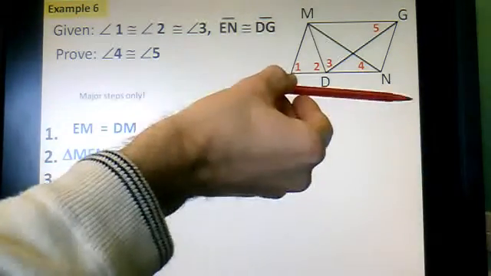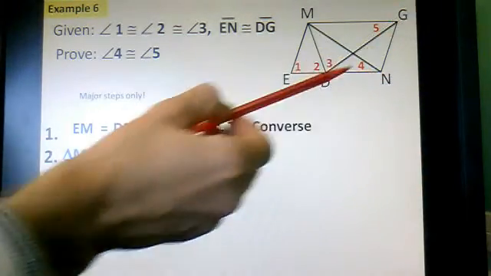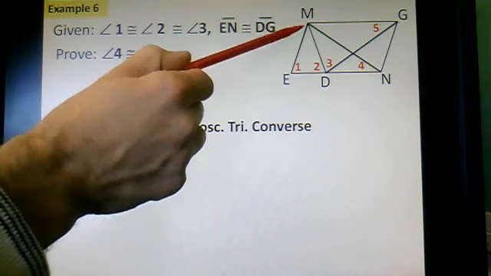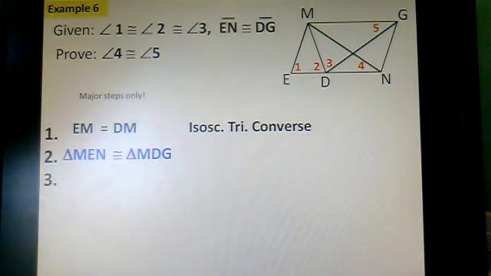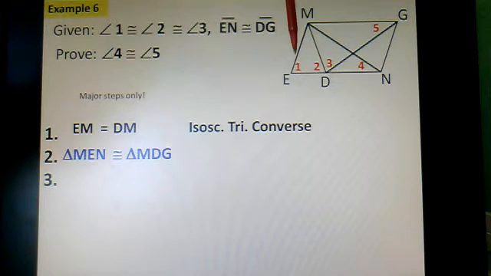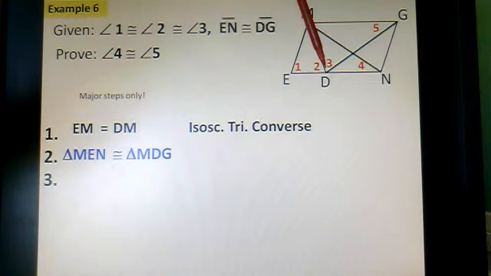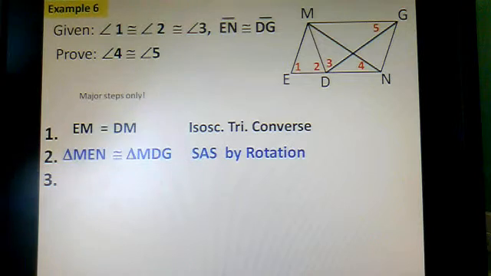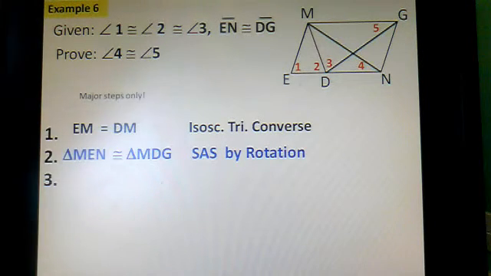So EN is really being rotated up to DG. N is being rotated to G. The only thing that doesn't move is point M. That vertex hasn't changed at all. It's just being rotated. Sorry, ME is being rotated to MD to get you a side angle side rotation on there. Tricky proof to see, not a hard proof to write all the reasons on here, but a tricky proof to see because so much stuff overlaps on there.